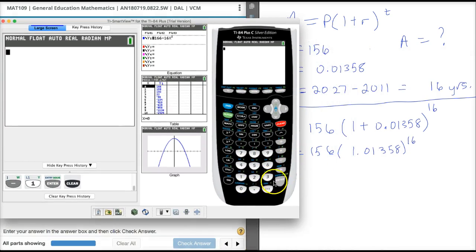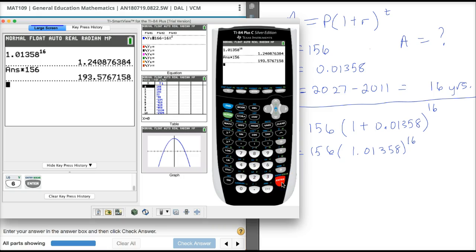So I'll do this as if I didn't have a graphing calculator first. I'll do 1.01358. That will be raised to the 16 power. Get that amount, and then we multiply that times 156. And that will give us 193.5767158.